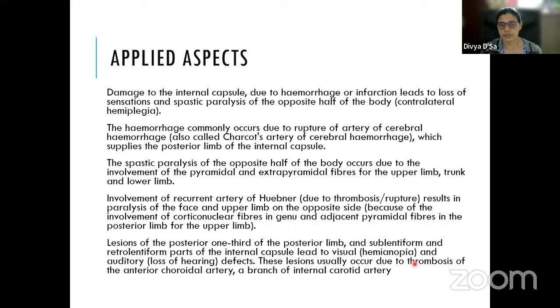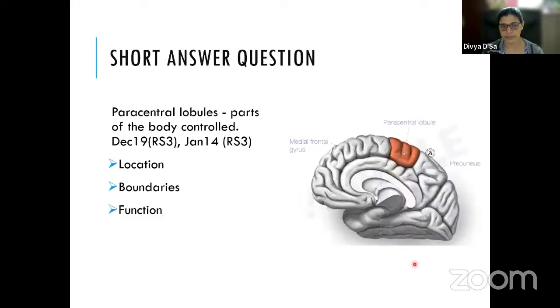So what you have to remember is that it has a very good blood supply. Any damage to the internal capsule results in hemorrhage or infarction, leading to loss of sensations as well as spastic paralysis of the opposite half of the body. Then there are the arteries of hemorrhage. One is Charcot's artery of cerebral hemorrhage. Another one is the recurrent artery of Huebner. So these two things you need to keep in mind.